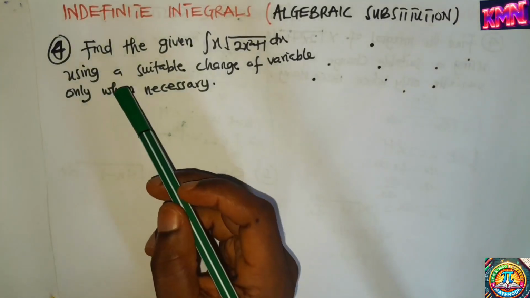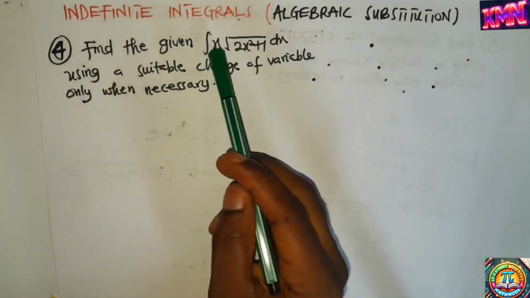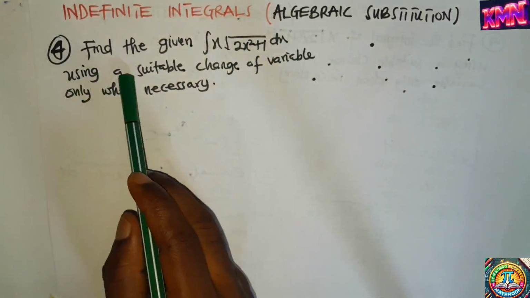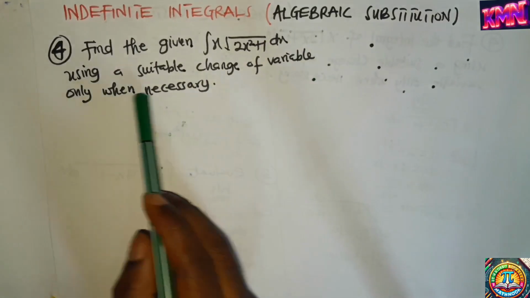Our fourth example says find the given integral of x root 2x squared plus 1 dx using a suitable change of variable only when necessary.